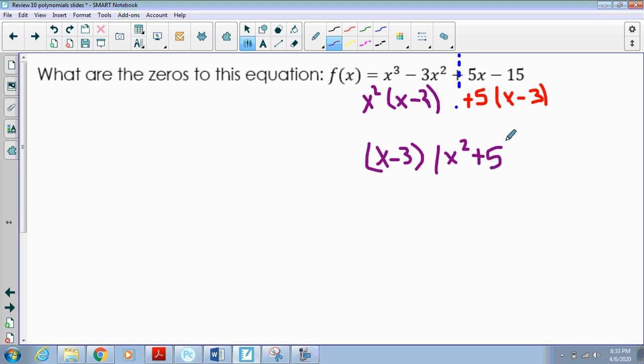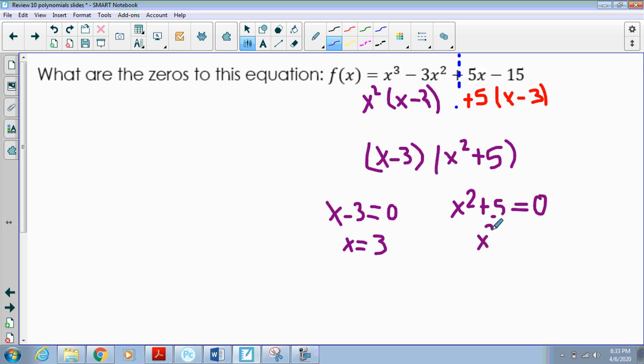And then we're going to set each of these factors equal to 0 and solve for x. So this first one, x is equal to 3. Then we're going to set x squared plus 5 equal to 0, and we'll get x squared equals negative 5.